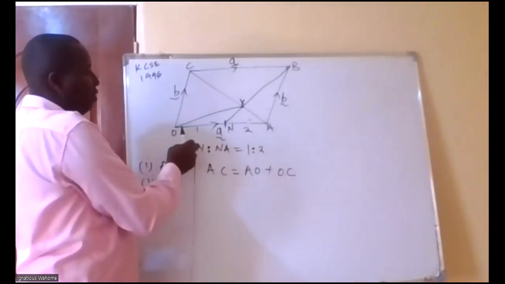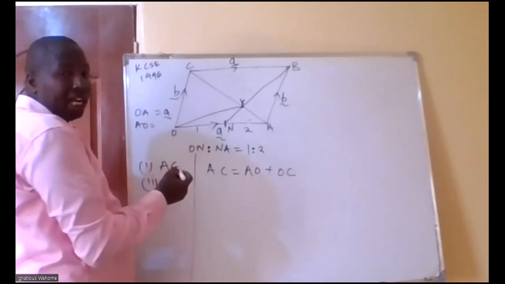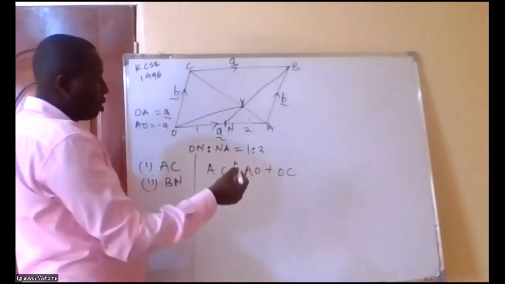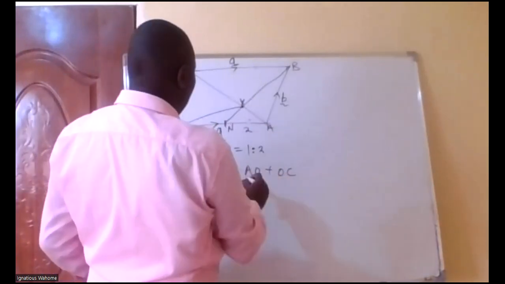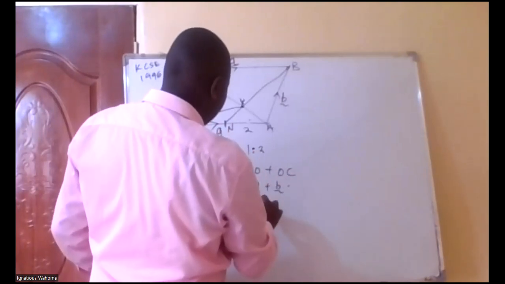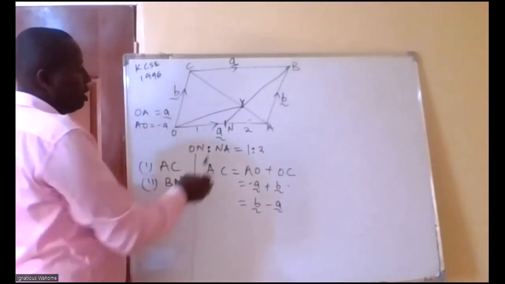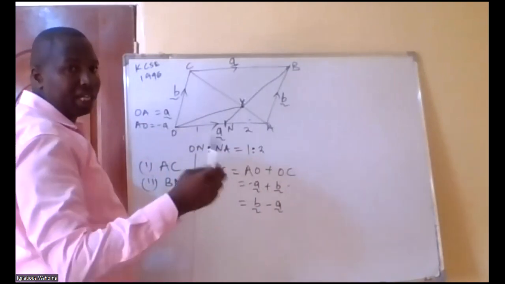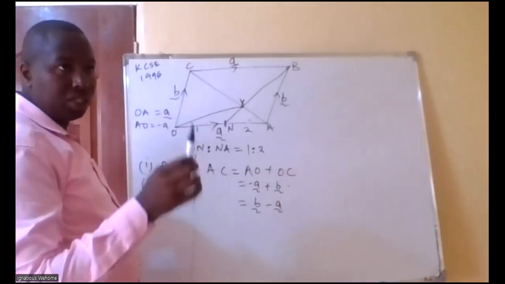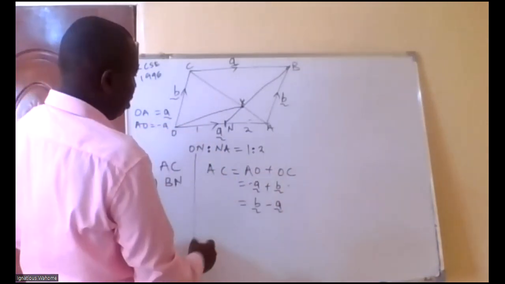Vector OA was A. Therefore, for AO, the direction changes, so it becomes minus A. So our AC is AO, that is minus A, plus OC, where OC is vector B. So this becomes B minus vector A. Therefore, vector AC is B minus A. Why is it B minus A? Because the direction has changed from OA to AB. So that is AC, and we agree with that.